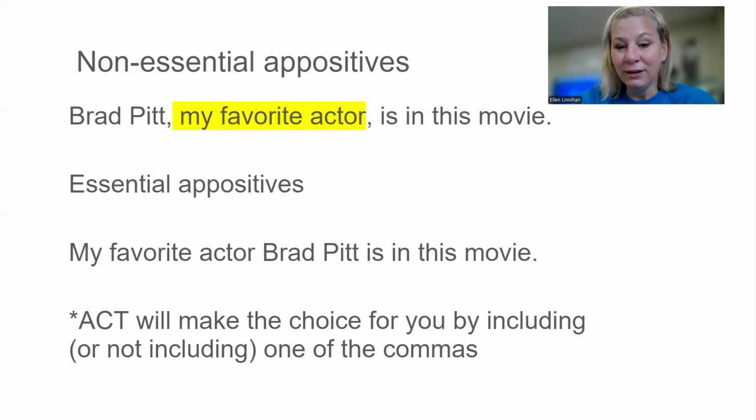So here's the kicker. ACT is never going to make you make a choice about whether it's essential or non-essential. That's something that is really for you to apply to your own writing. But when they're testing you, they are going to underline one of the commas or one of the sections here. So they might underline Brad Pitt, comma, my, right? And they're going to ask you comma or no comma, right? So they'll give you options: leave it as it is, have no comma there, maybe put a period there. They'll give you some wacky options, right? Your choice is essentially, am I going to put a comma there or not?